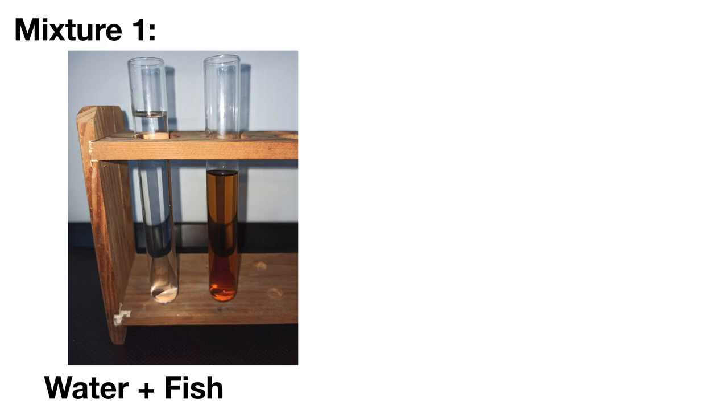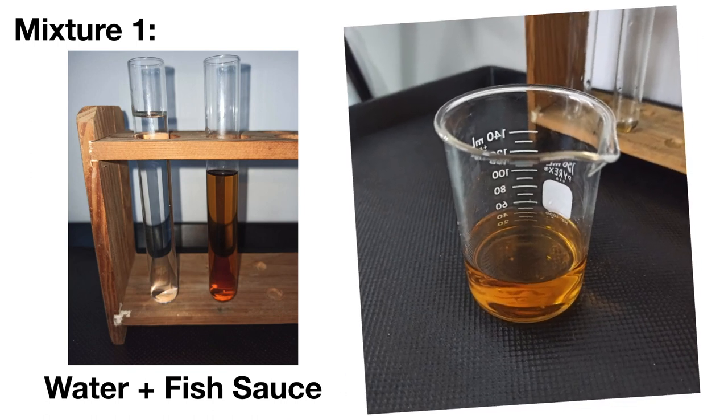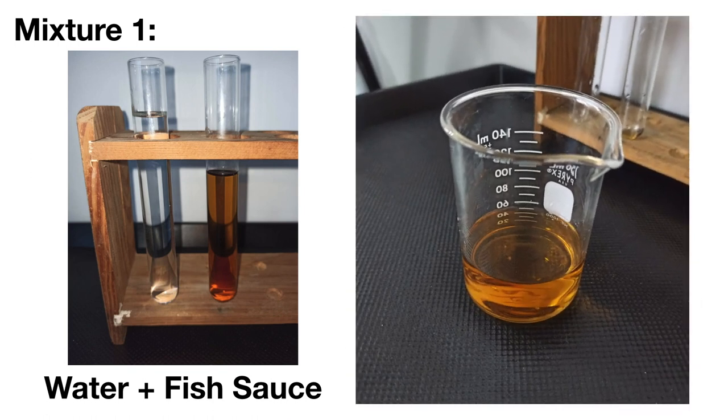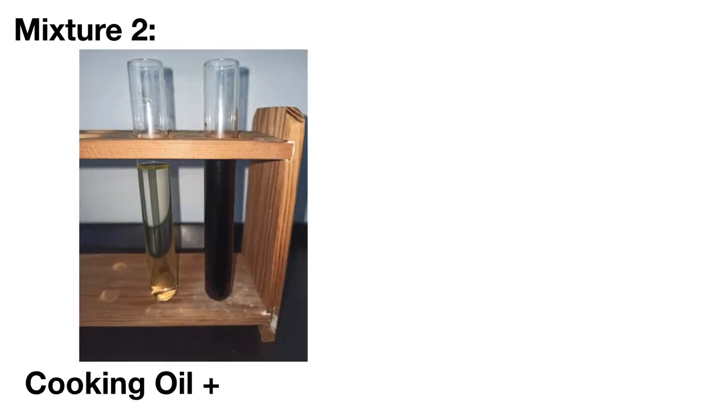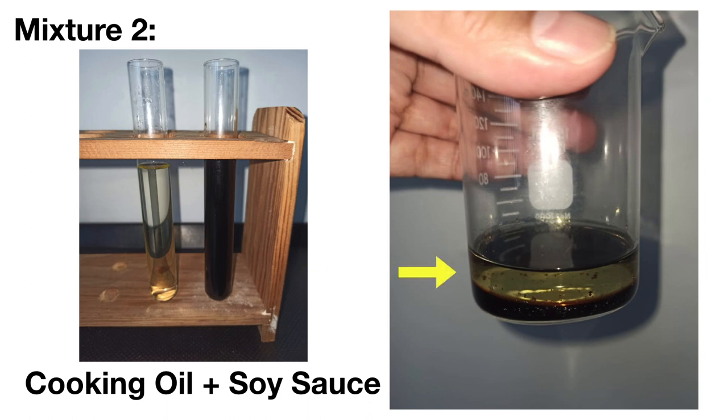Liquid materials can be mixed with other liquid materials. For example, when we mix the fish sauce and water, they completely mix with each other. The water changes in color, taste, and smell when combined with the fish sauce. But in the case of soy sauce and cooking oil, the oil floats because it is less dense than the soy sauce. Soy sauce is mostly water. That is why the oil floats on top of it. Some liquids do not mix but form two layers, just like the soy sauce and cooking oil.